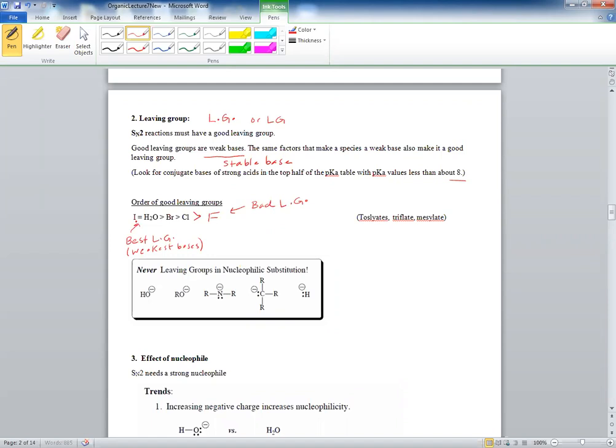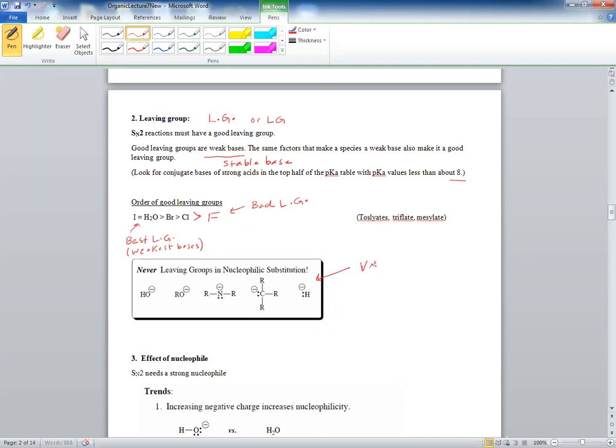So in this case, iodine is a larger atom than bromine, then chlorine. Fluorine is the smallest. A larger atom can accommodate the charge readily because it's bigger. Remember how the size increases as you go down a group, and that makes the conjugate base more stable. You will never see these as leaving groups. These are very, very bad leaving groups.